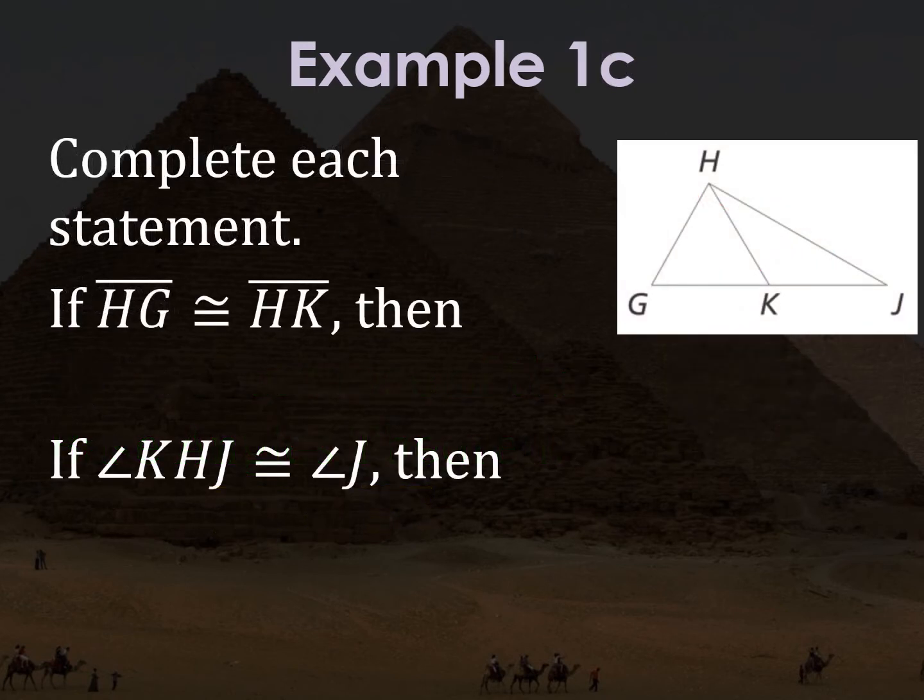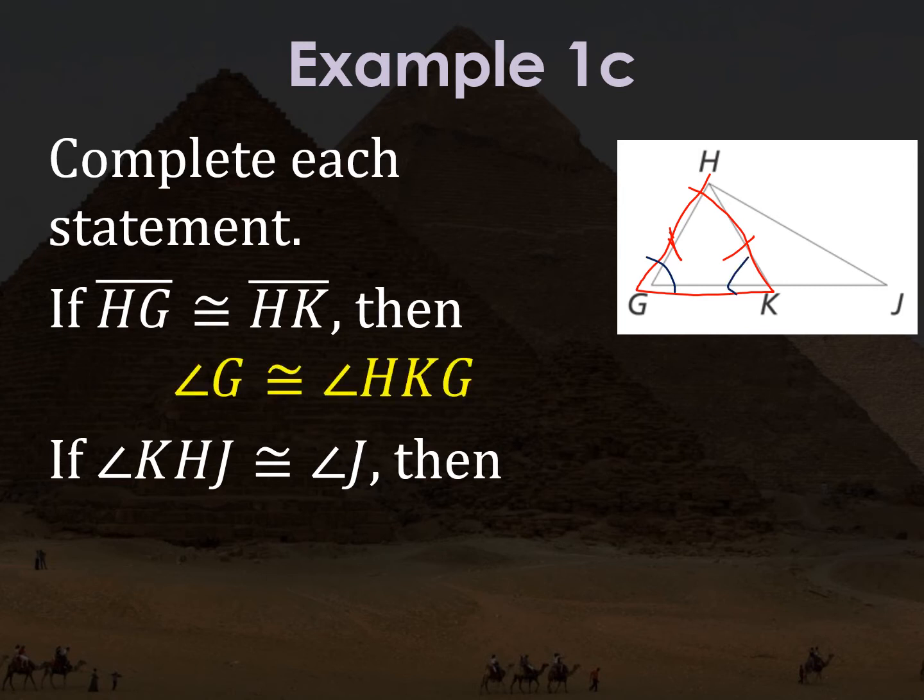1C, complete each statement. If HG is congruent to HK, so now as you notice we're looking at this triangle there, which two angles are congruent? Well, that's going to be angle G and angle HKG. So angle G is congruent to angle HKG.